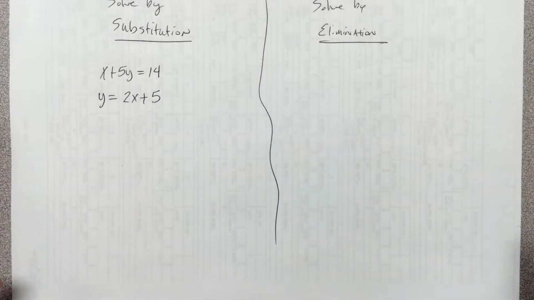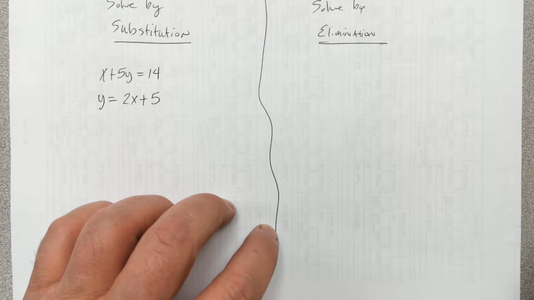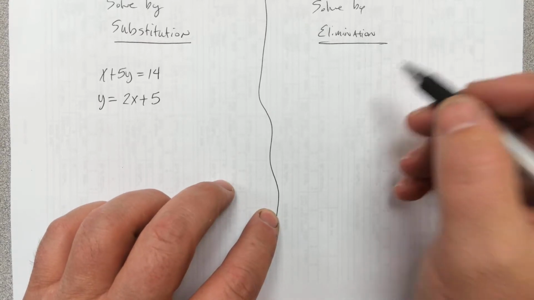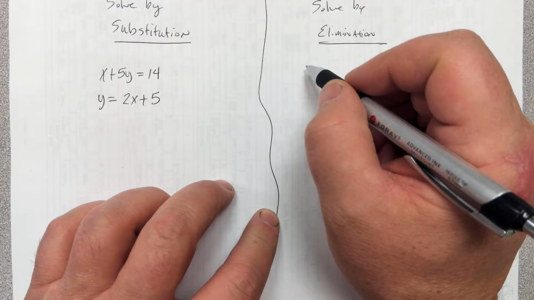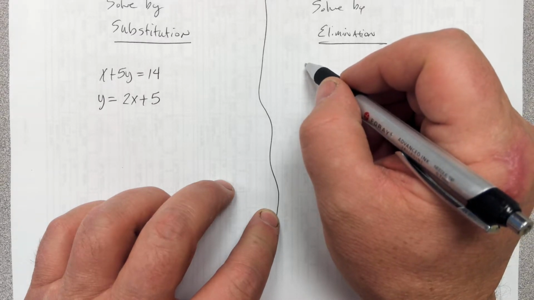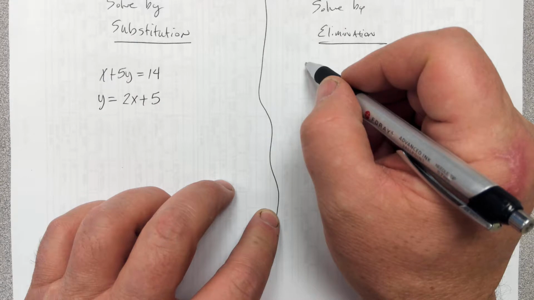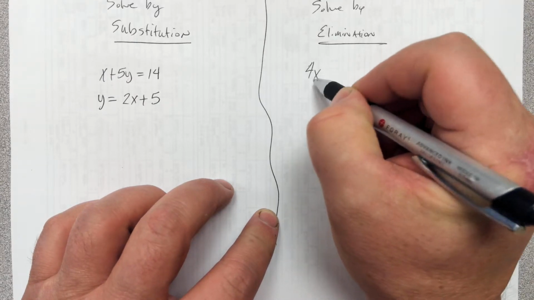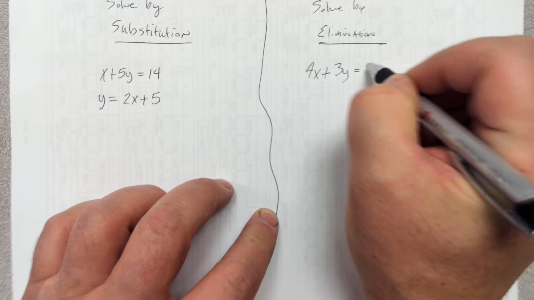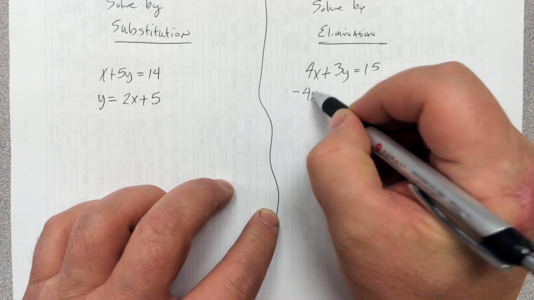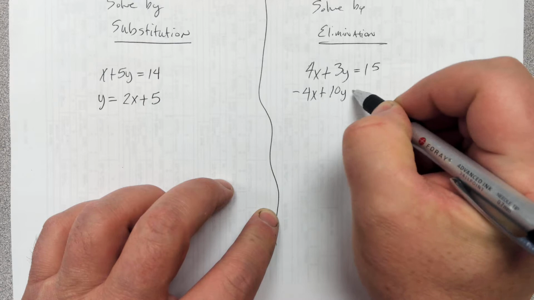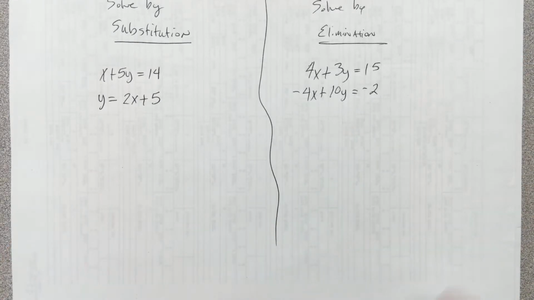Now, a lot of these answers are fractions. So if you get a fraction, it doesn't mean you're wrong. You get a fraction, just go with it. And so then for elimination, okay, there you go. Let's try those two.